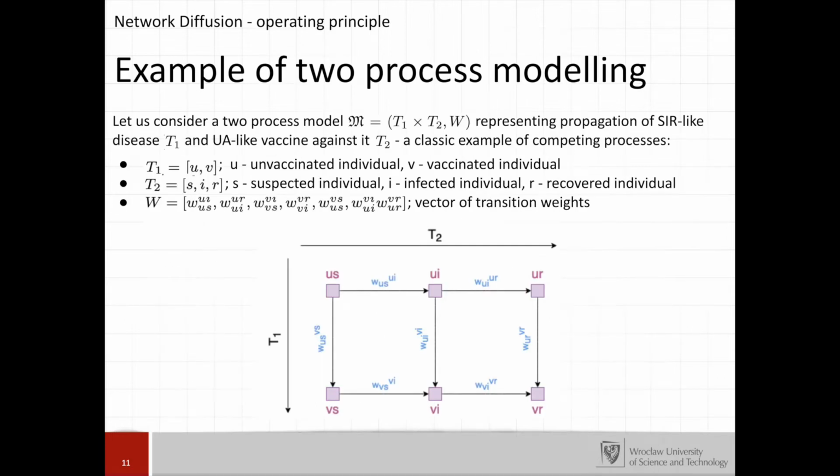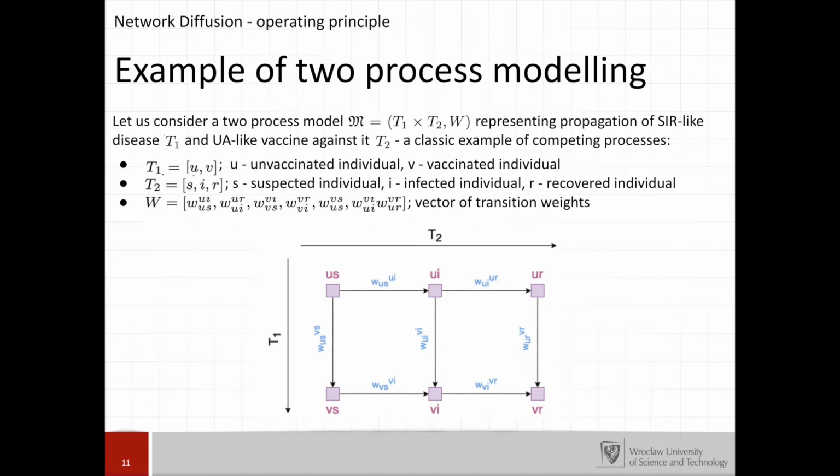The way we defined the coexistence of several processes looks similar, but it's scaled into additional dimensions. Let us consider a two-process model M, representing propagation of an SIR-like disease T2 and a UA-like vaccination against it T1, a classic example of competing processes. Thus, we have T1 with two states, U, unvaccinated individual, V, vaccinated individual, and T2 with three states, S, susceptible individual, I, infected individual, and R, recovered individual.